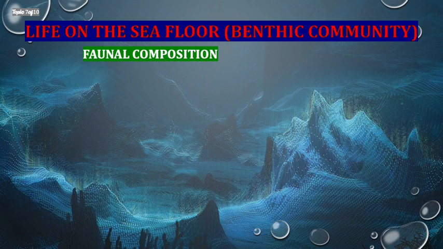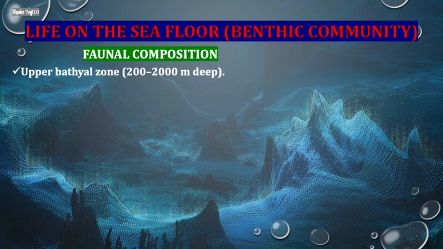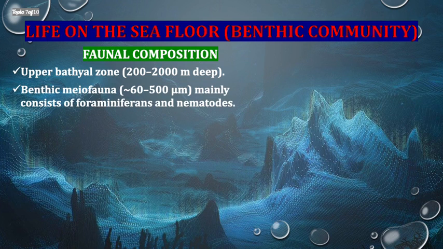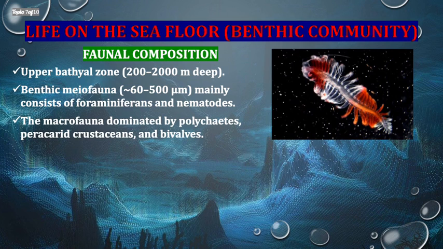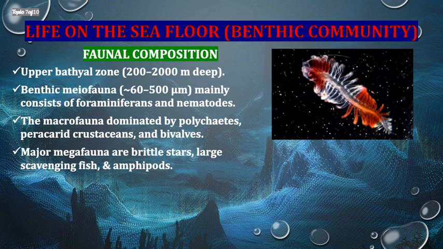The faunal composition of the benthic community. So the deep sea habitats of the upper bathyal zone from 200 to 2,000 meters deep are mainly characterized by the dominance of hard bottoms, especially around the seamounts. So the major meiofauna species here are the foraminiferans and nematodes. And the macrofauna are dominated by polychaetes, like the one in the photo on the right, and peracarid crustaceans and bivalves.